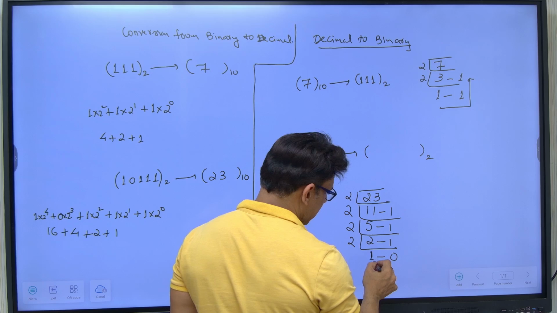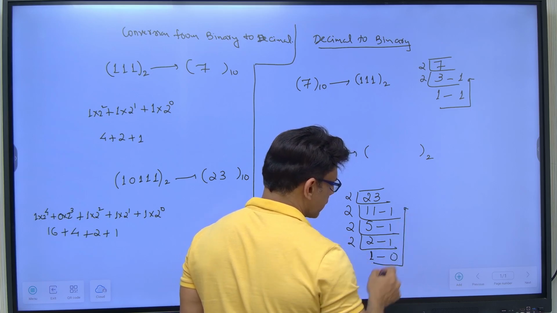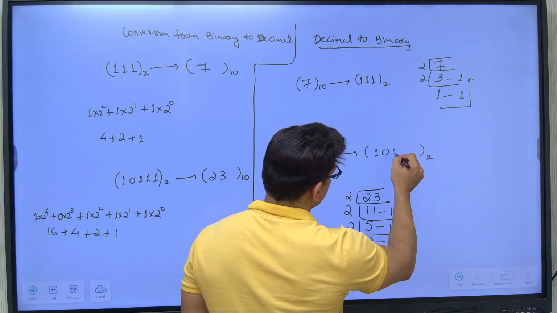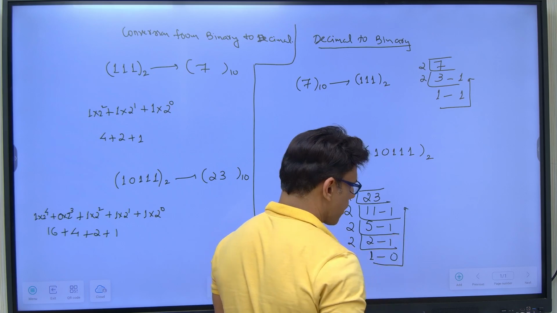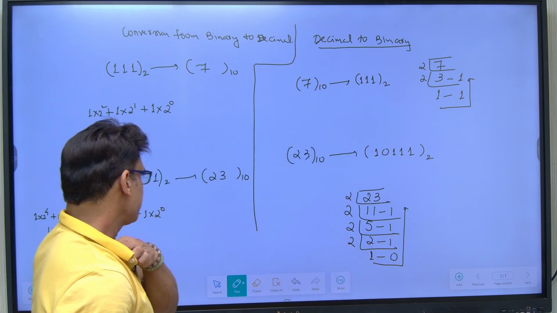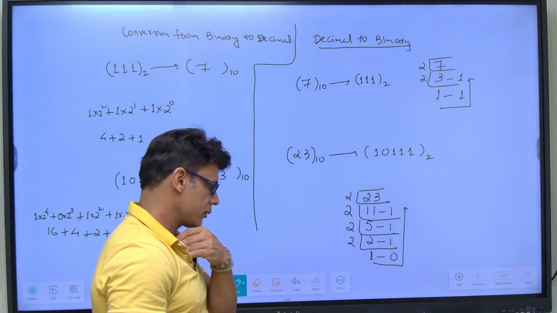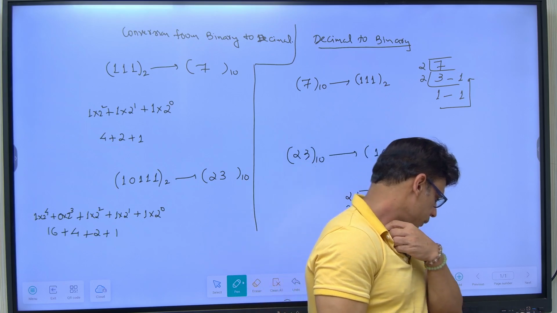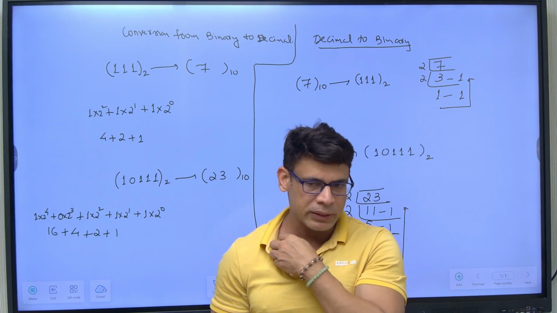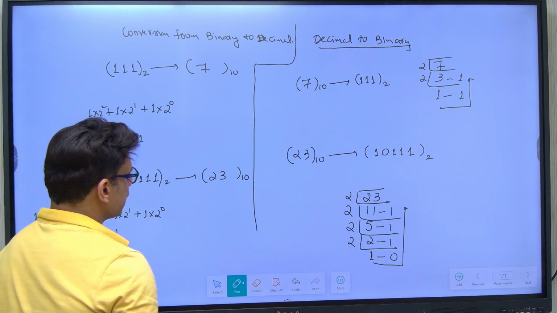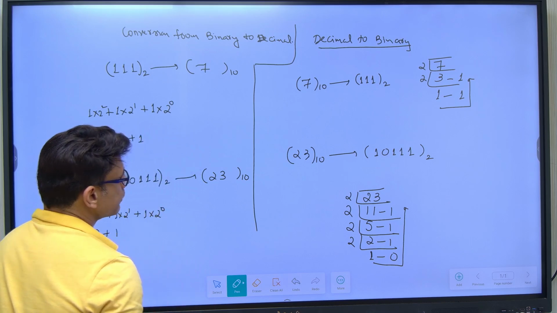Once you are done with this, then you write in this order. Which order? 1 0 1 1 1. See? So if you want to convert any number in such form from binary to decimal, decimal to binary, this is what you are supposed to do.